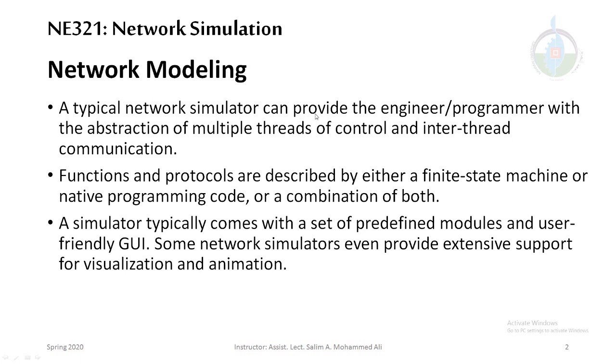A typical network simulator can provide the engineer or the programmer with the abstraction of multiple threads of control and inter-thread communication. Functions and protocols are described by either a finite state machine or native programming code, or a combination of both. A simulator typically comes with a set of predefined modules and a user-friendly GUI. Some network simulators even provide extensive support for visualization and animation.